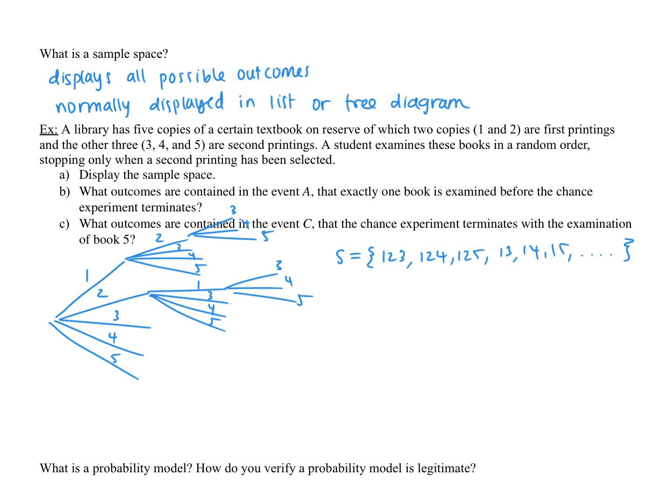Sample space is helpful so that you can look at questions like B, where you're looking at specific outcomes. So B says, what outcomes are contained in the event A that exactly one book is examined before the chance experiment terminates? So A, which we call an event, the only cases where we look at one book only is if we choose 3, 4, or 5. So that would be if I choose book 3, book 4, or book 5.